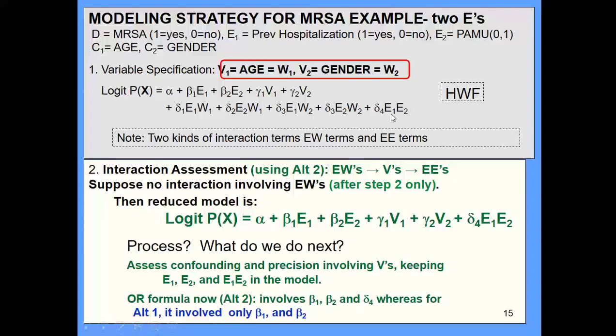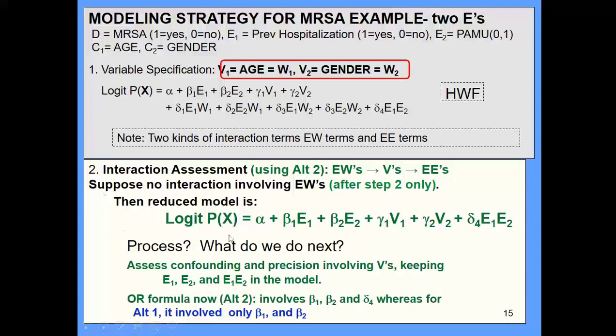Now, alternative 2 says, after you've started with this model, the next thing you do is test for the EW terms. And I'm saying, suppose there's no interaction involving the EWs. Suppose step 2, got to make it simpler than it could be, shows no interaction involving the EWs. What would that mean? You see this model that I've written down here? This is the model after this step, given what I've supposed.